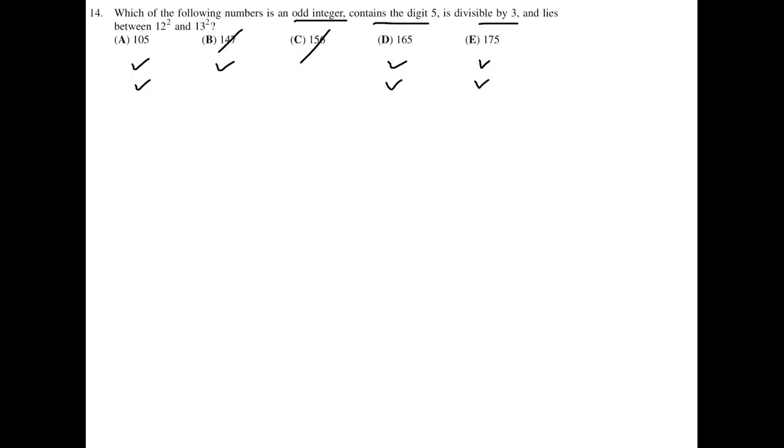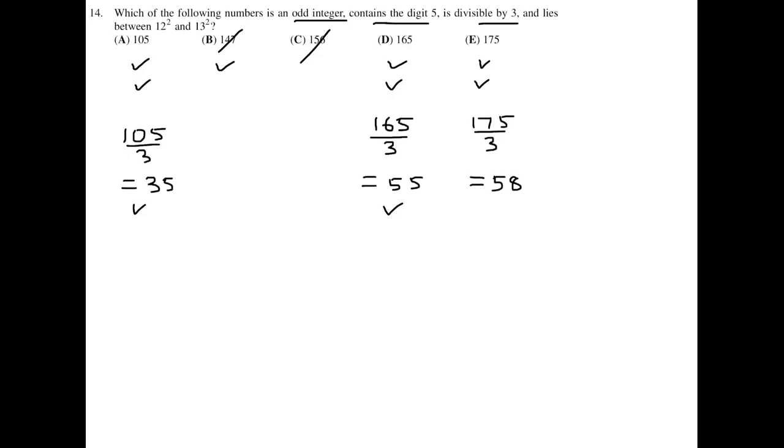Is divisible by 3. Is 105 divisible by 3? And it's equal to 35, so yes. Is 165 divisible by 3? And it is equal to 55, so yes. Is 175 divisible by 3? And that is equal to 58.3 approximately. So no. All right, we got rid of one more. So the race is between A and D.